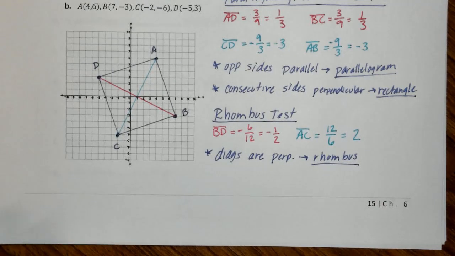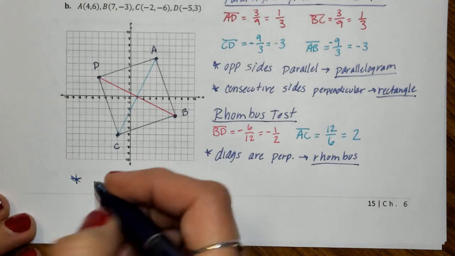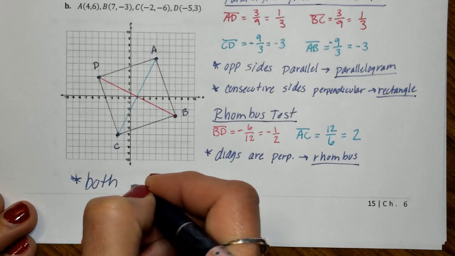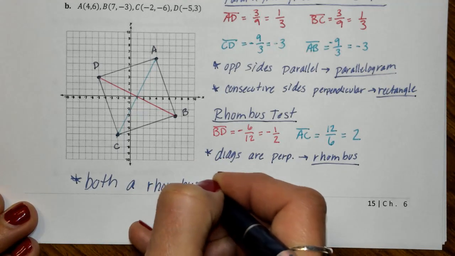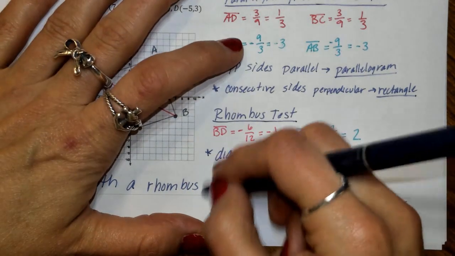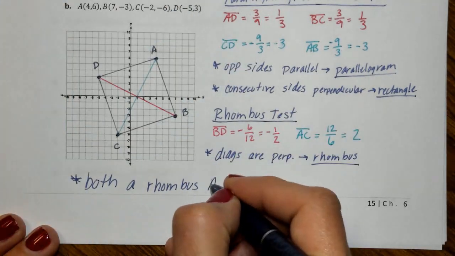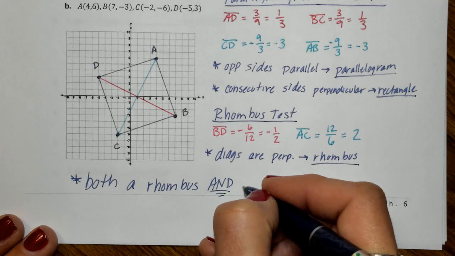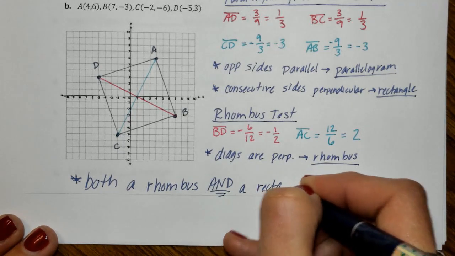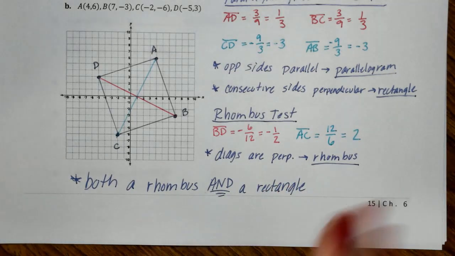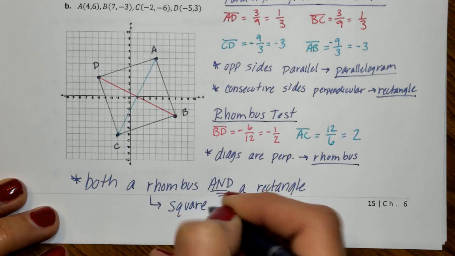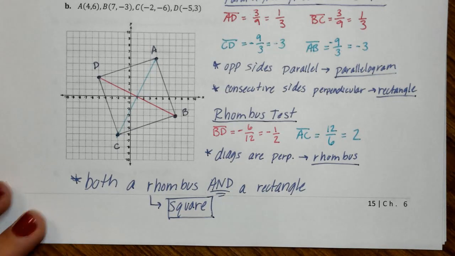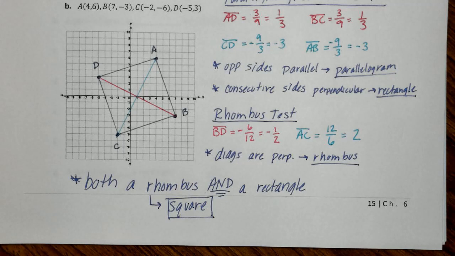But here, we'll go ahead and note down here, the property here, we have both a RHOMBUS, I'm going to put that in letters because I'm going to capitalize it, and a RECTANGLE. So we can conclude in the end, this is a square because we were able to prove it's all of them. Hopefully that makes sense. Go ahead and ask your teacher if you have any further questions.